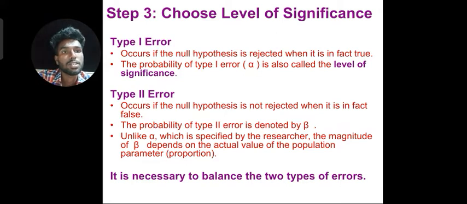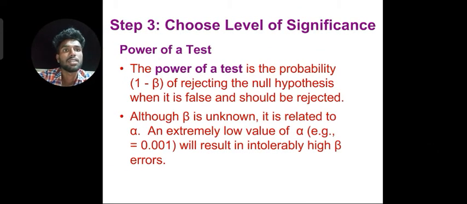Unlike alpha, which is specified by the researcher, the magnitude of beta depends on the actual value of the population parameter, the proportion. It is necessary to balance the two types of errors. Choose the level of significance. Power of a test: the power of a test is the probability, 1 minus beta, of rejecting the null hypothesis when it is false and should be rejected. Although beta is unknown, it is related to alpha. An extremely low value of alpha, equal to 0.001, will result in entirely high beta errors.